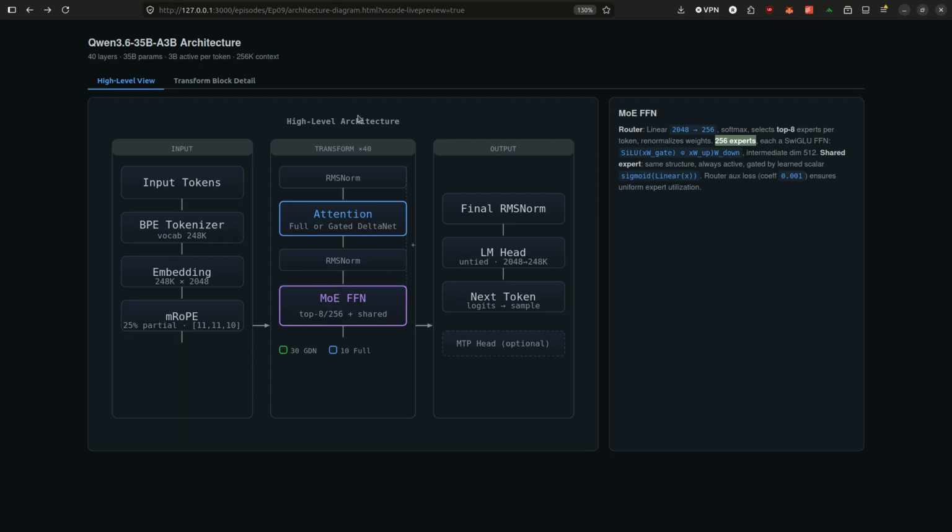And when it hits the 4th layer of these 40 transformer blocks, we get RMS norm, and then we do full attention, and we actually compute the attention of every single token with every other token. Then we do RMS norm, and then we go and hit the top 8 of 256 experts again. And it goes through this process 40 times.